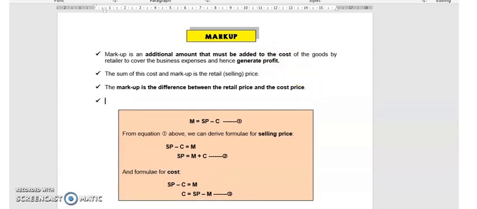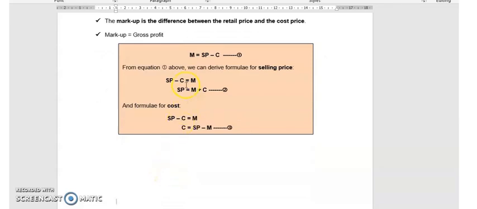Okay, so here I want you to add 1 point. Markup is also equivalent to gross profit. So markup, or gross profit, is before we consider operating expenses.